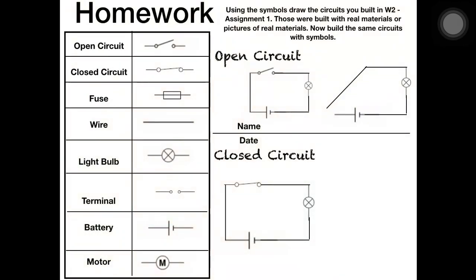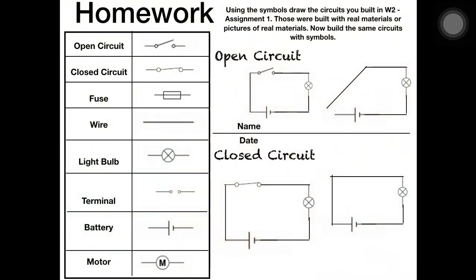This is a closed circuit with a closed switch. Here you can see that the closed switch allows electricity to flow the whole way around and go from the battery the whole way through the switch to the light bulb and back again to the battery. This is a closed circuit, and this light bulb would light.